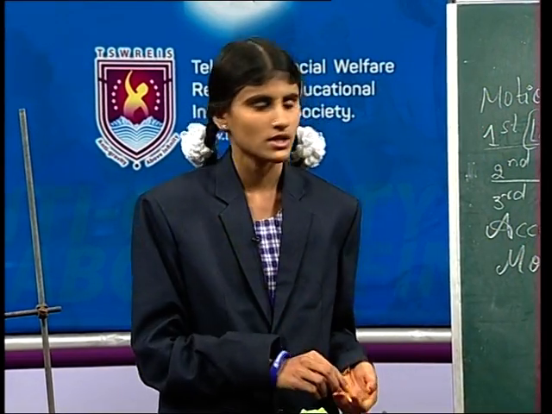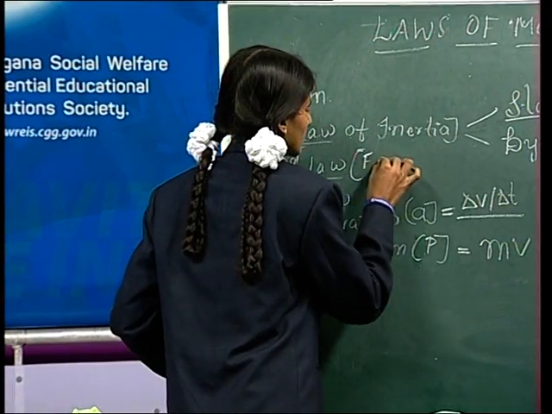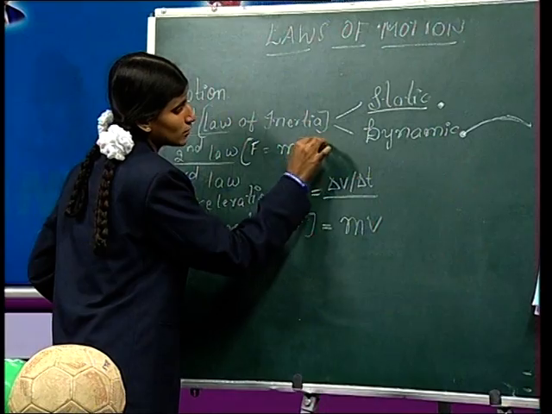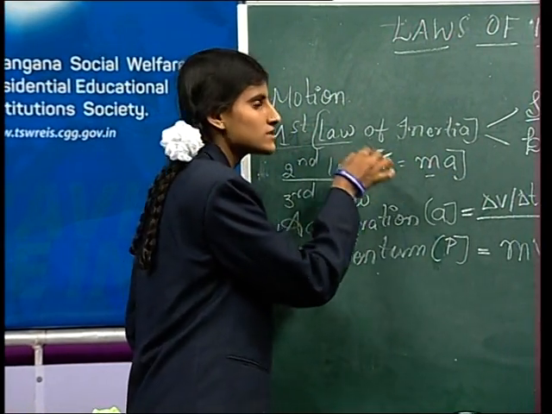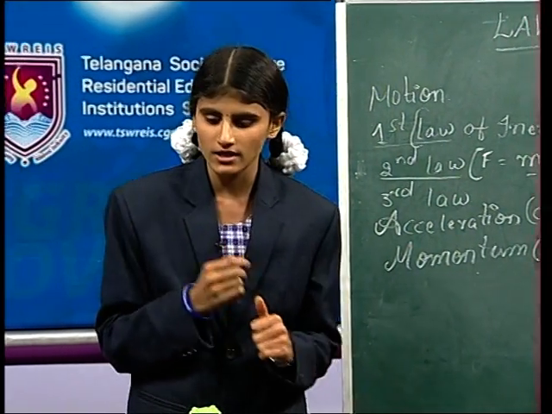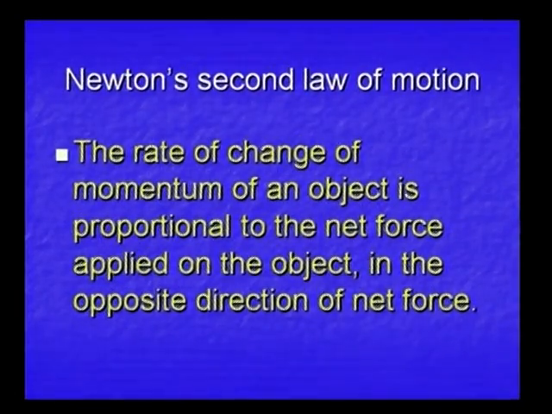Here Newton's second law tells us that according to the mass of the object we need to apply force. So Newton's second law states that F equal to ma, force equals mass times acceleration. According to the mass we apply force, and then the object accelerates. See on the slide again: the rate of change of momentum of an object is proportional to the net force applied on the object, in the direction of the net force.